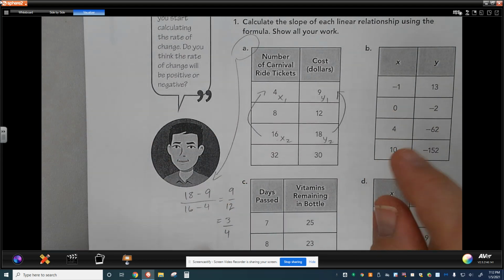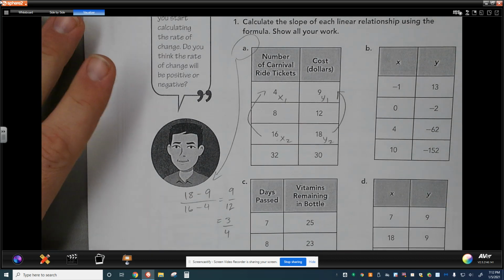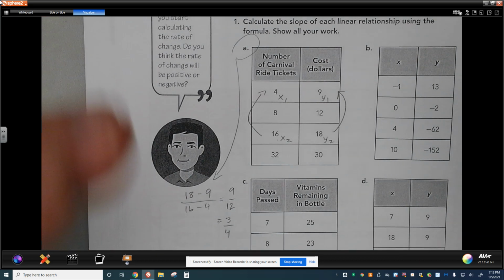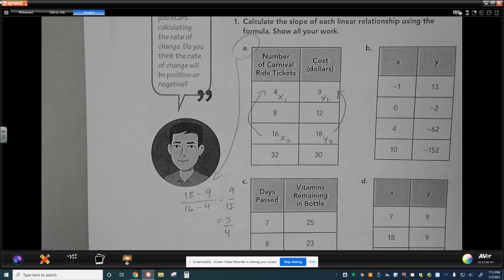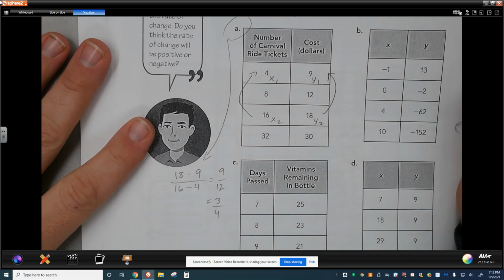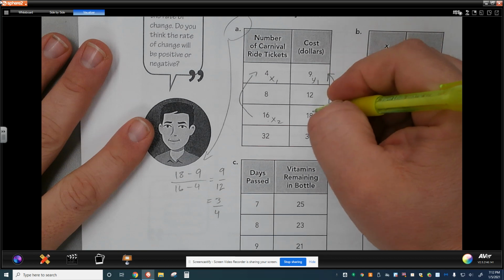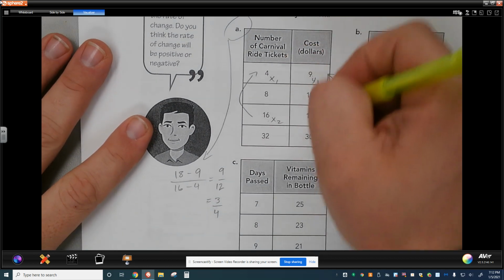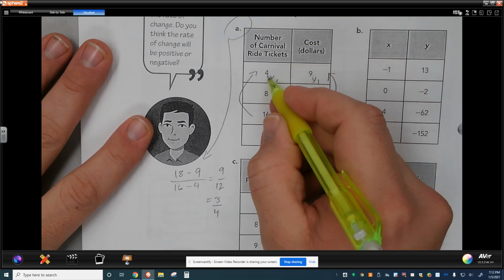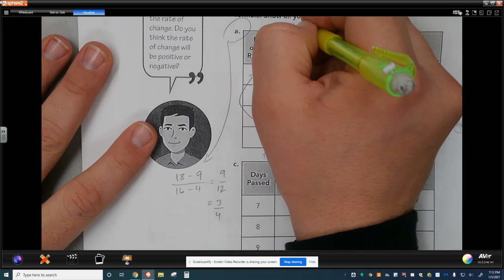Positive and negative, think about multiplication and division. When you take a positive times a positive, you get a positive, or a negative times a negative, you get a positive. In this case, we're talking about division, and we can remember that a negative divided by a negative is a positive, and a positive divided by a positive is a positive. So take a look at your change in y and your change in x. The change in y here is constantly increasing. So we see an increase right here divided by an increase over here. This would be a positive slope.